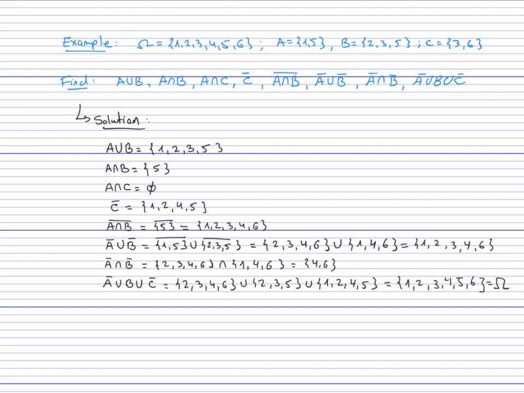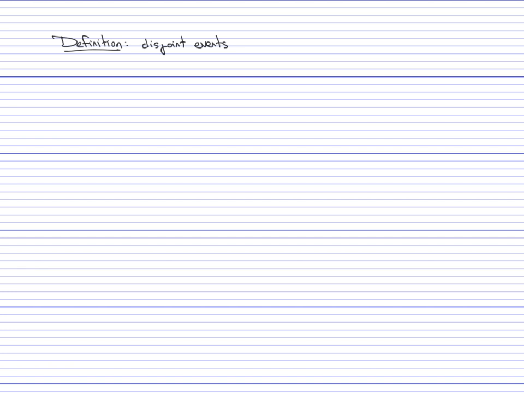Next, I'd like to talk about what we call disjoint events. Okay, so what are disjoint events? So here's the definition. Two events, A and B, are disjoint if they don't share any element. By the way, that's exactly the same as saying that A intersection B equals to what? The empty set. Okay, let me show you why.